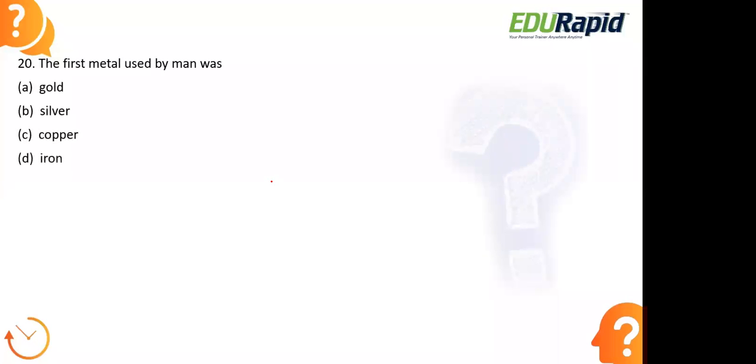Moving to the next question. The first metal used by man was gold, silver, copper, or iron?